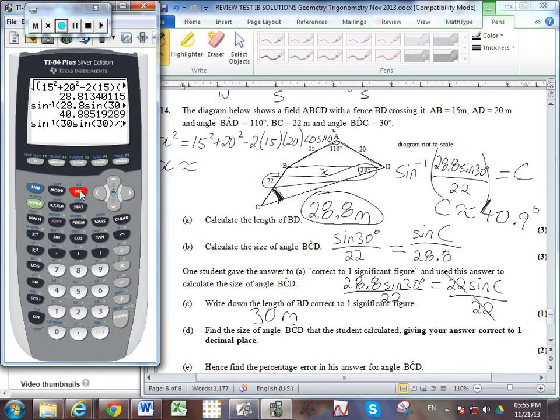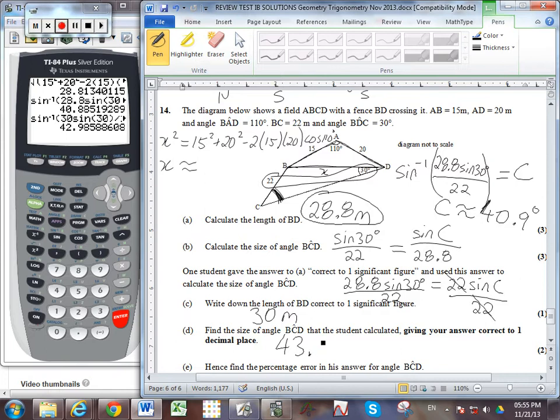Okay, so we're just replacing the 28.8, the more exact value that we found, with the 30, which we know is the less precise value. And let's see what we get. And we're supposed to give our answer correct to one decimal place, and so for us that's going to be 43.0 degrees to one decimal place.